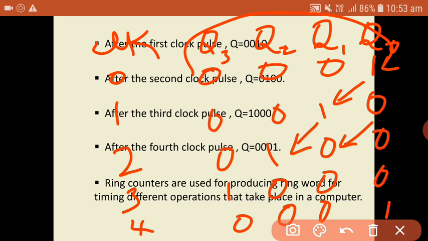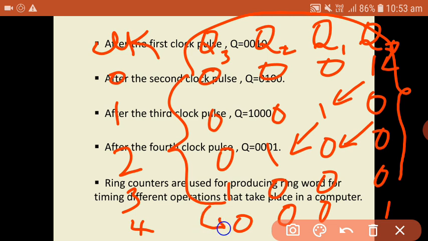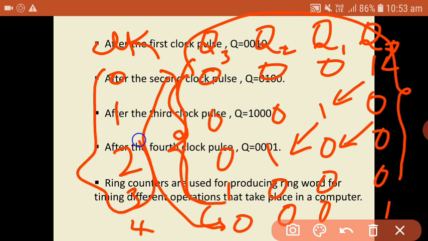So that means there are only 4 possible different outputs: 0 0 0 1, 0 0 1 0, 0 1 0 0, and then 1 0 0 0. And after this, again it is coming to the first position, that is 0 0 0 1. That means there are only 4 possible different output states. That means this 4-bit ring counter will be counting only 4 clock pulses, starting from 0 to 3 or 1 to 4, you can say.